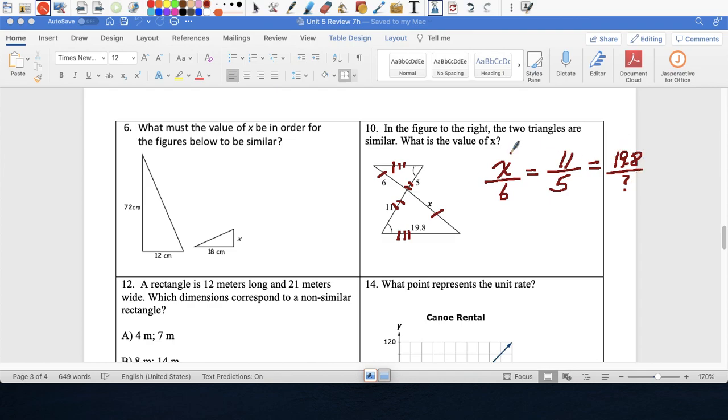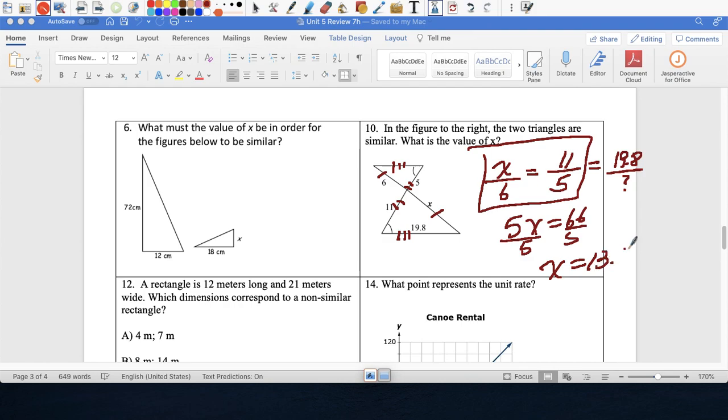Well, you wouldn't use these two ratios, would you? Because then you have two unknown variables. So obviously you're going to use this one. Cross multiply: 5x equals 66. Then divide both sides by 5. 66 divided by 5, and x equals 13.2.